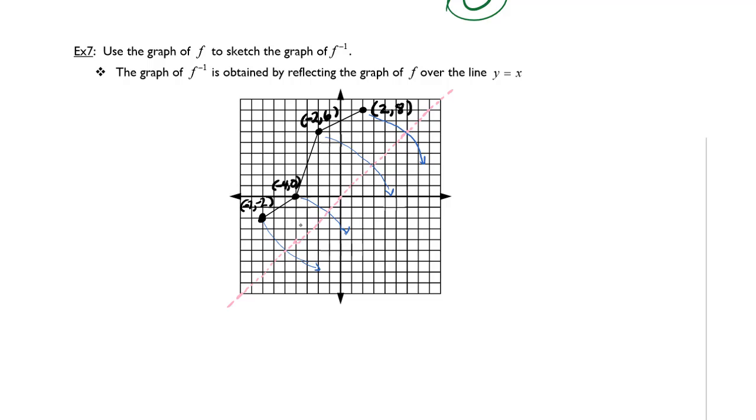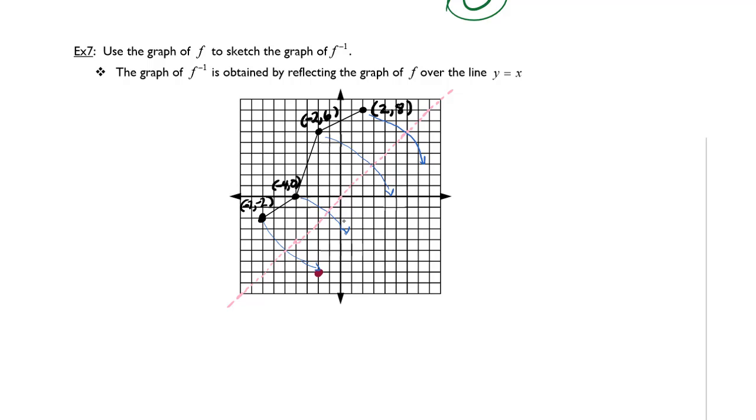This gives me switched coordinate points. So now if I start at (-7, -2), I will reflect it by changing the order of the coordinate points. My -2 is now my x, and the -7 is going to be my y. So now I will have (-2, -7) as my coordinate point.